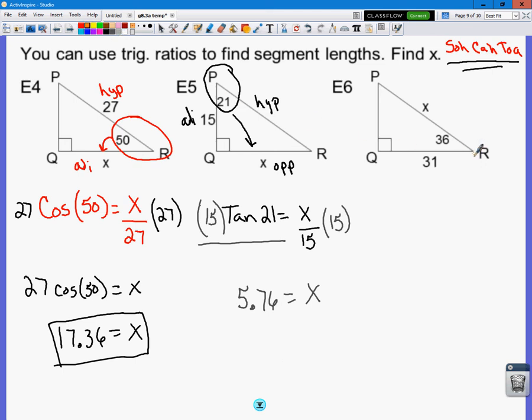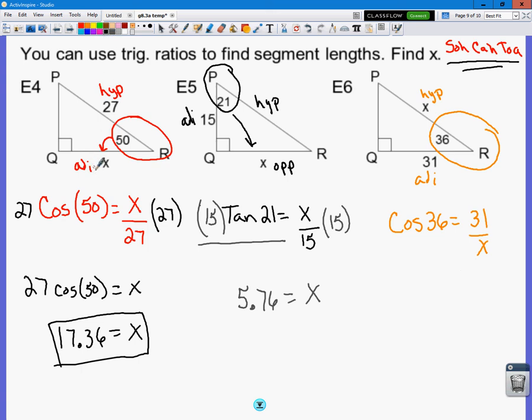When I go to example 6, what am I going to look at first? R. This acute angle where they've given me the measurement. I have the adjacent and I have the hypotenuse. Adjacent and hypotenuse is which function? Cosine. So I'm going to take the cosine of 36 and it's equal to 31 over x. This looks a little different, doesn't it?